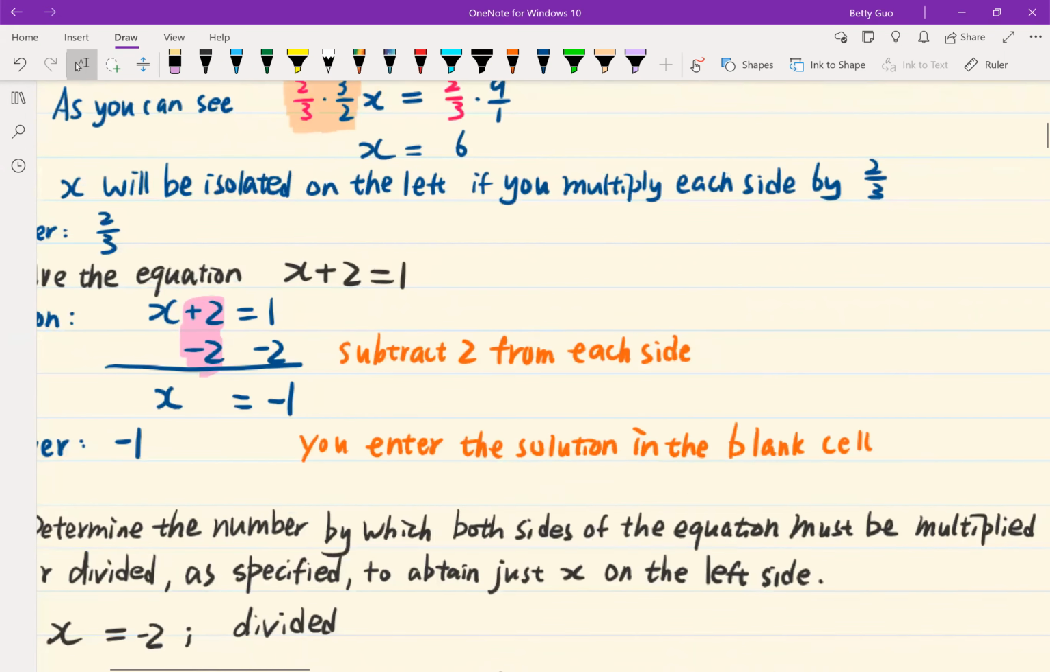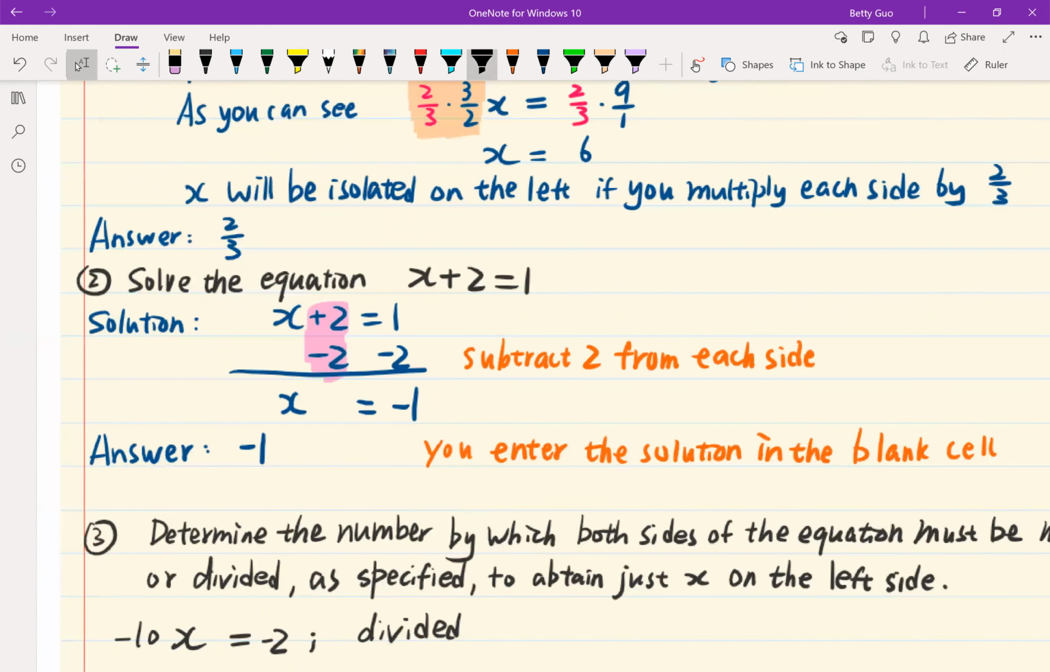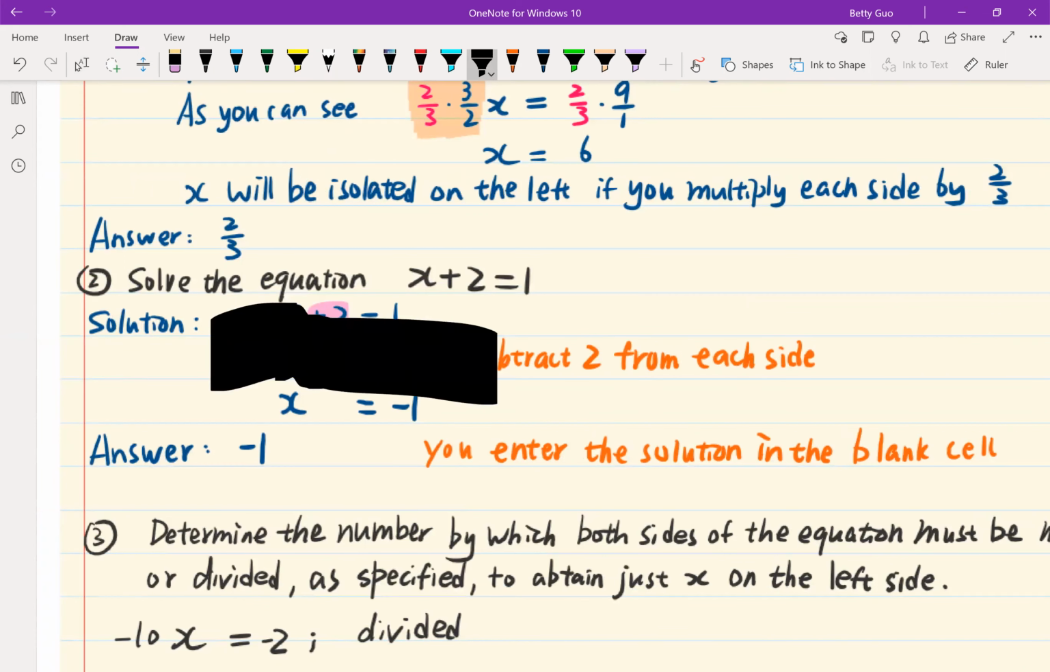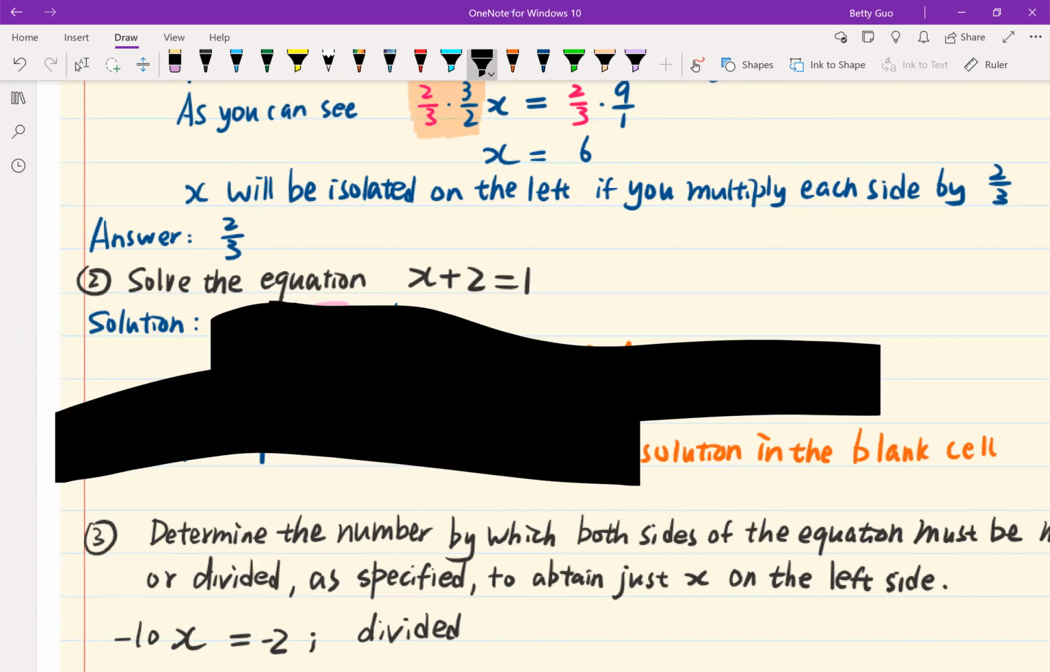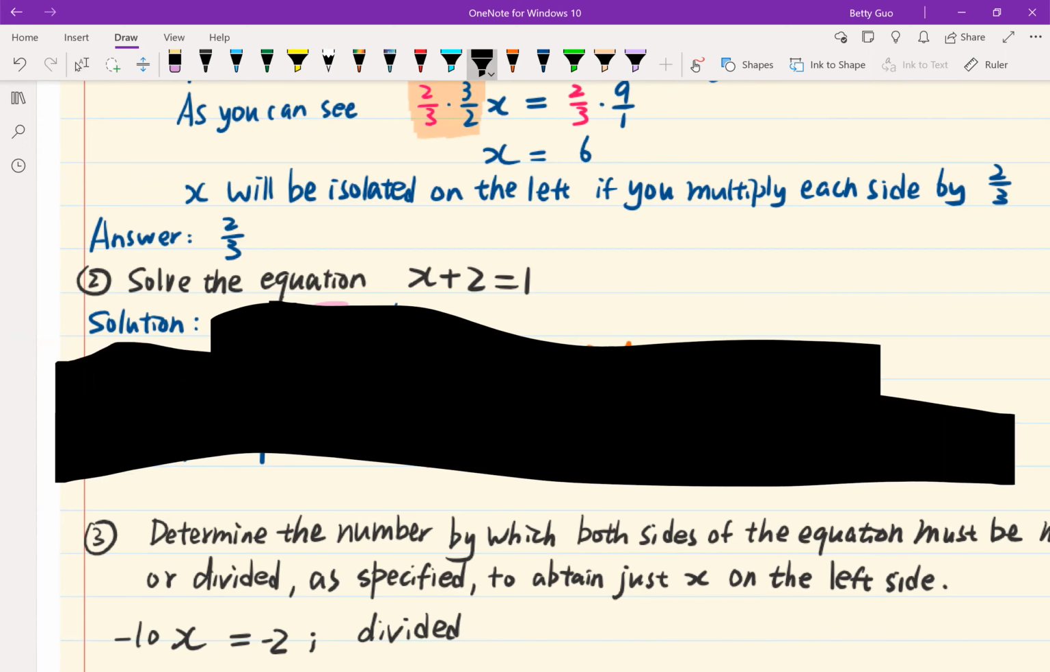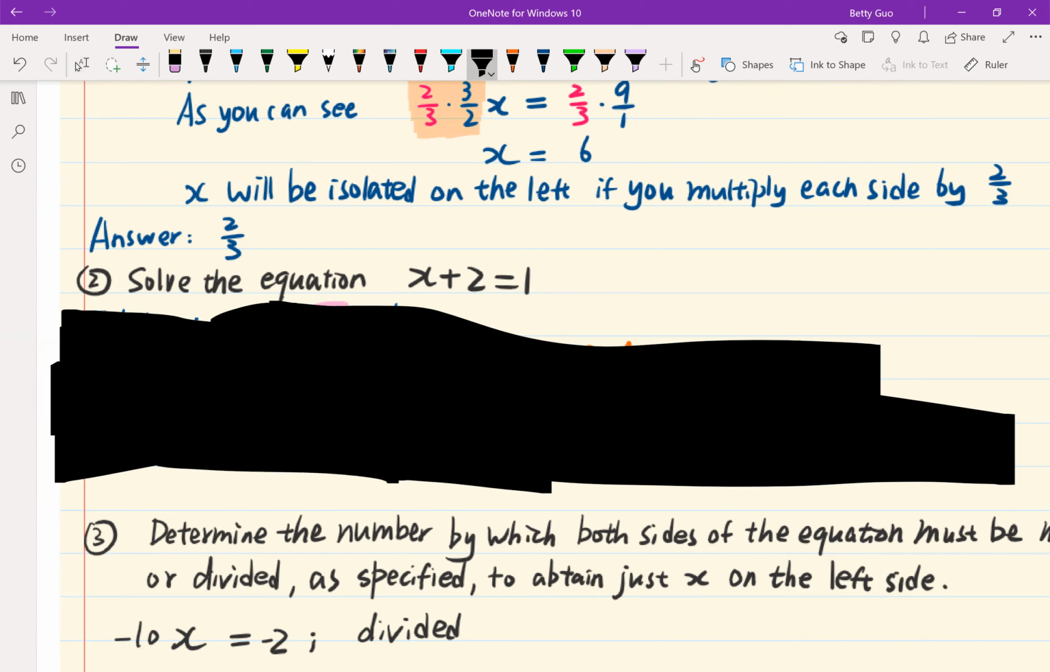Okay. So I'm going to erase the solution that I wrote here. Remember that. Okay, I'll give you 1 minute. Solve this equation. Number two, solve the equation x plus 2 equals 1. I'll give you 1 minute. You have 26 questions on the test 2. You have 55 minutes, so 2 minutes for one. And this is an easy one.